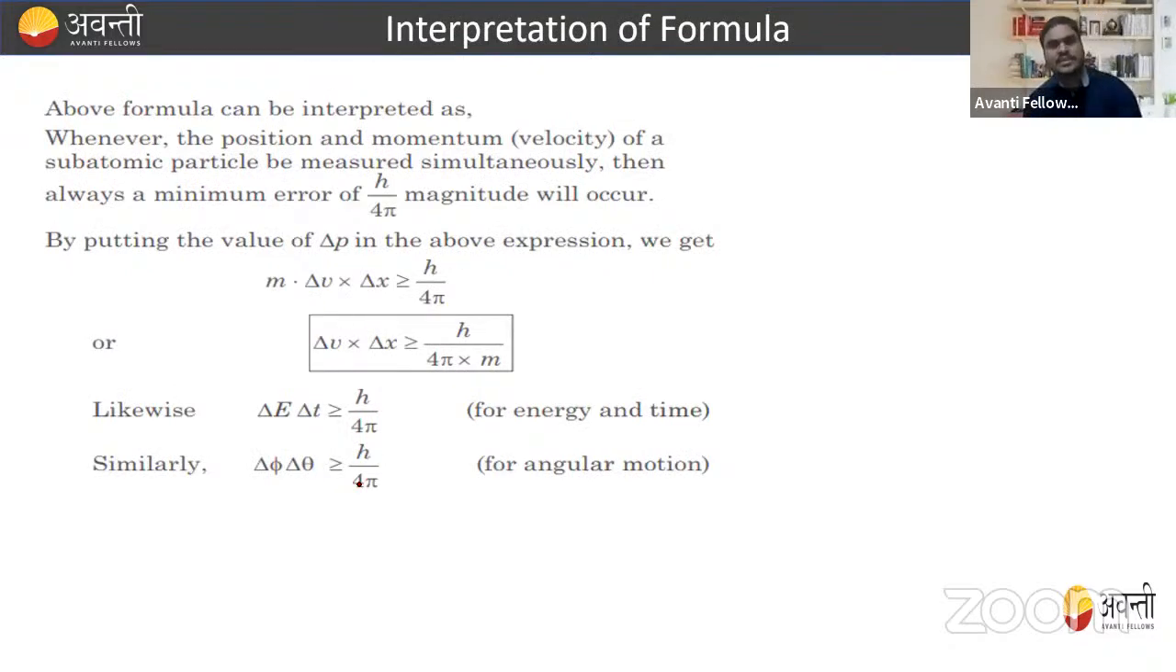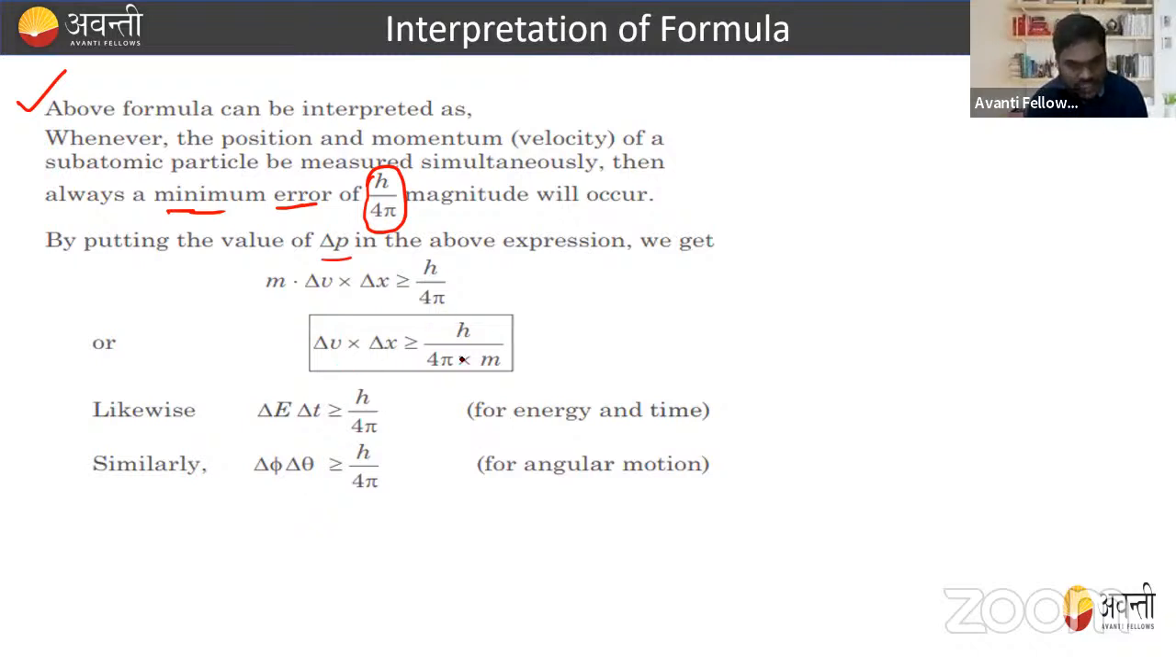Now, what is the interpretation of this formula? What do you mean by this? The above formula can be interpreted as whenever the position and momentum, that is velocity, of a subatomic particle are measured simultaneously, then always a minimum error of h upon 4 pi will occur. By putting the value of delta P in the above expression, we get delta V into delta X is equal to h upon 4 pi.